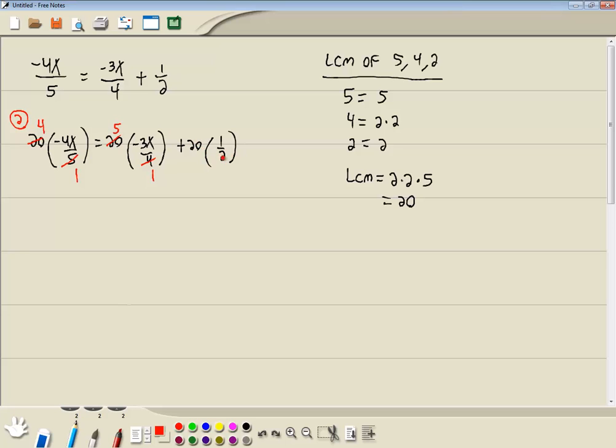2 and 20 both divisible by 2. 2 divided by 2 is 1. 20 divided by 2 is 10. At this point, all of your denominators should have disappeared. And we got 4 times negative 4, so that gives us negative 16x, equals 5 times negative 3 is negative 15x, plus 10 times 1, which is 10.